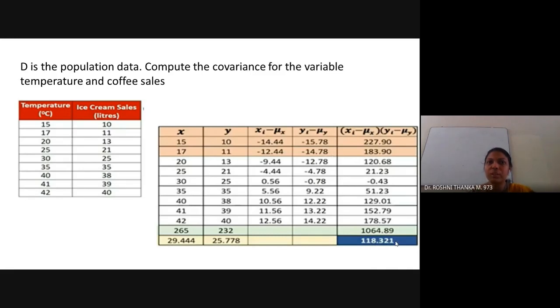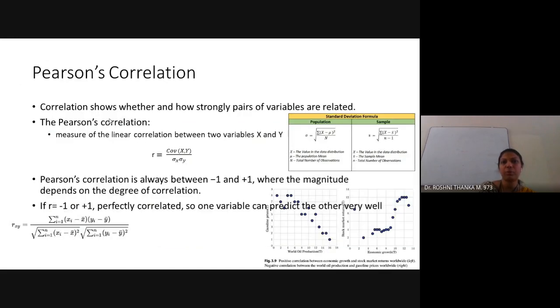I hope you knew covariance earlier. What do you conclude from this value? If you get a positive value, then I can say it is positive covariance. So I am getting a positive value. This is the covariance I computed: 1064 divided by n, which is 9, gives 118.321. So that is positive covariance, and I can say there is a positive relationship between temperature and ice cream sales.